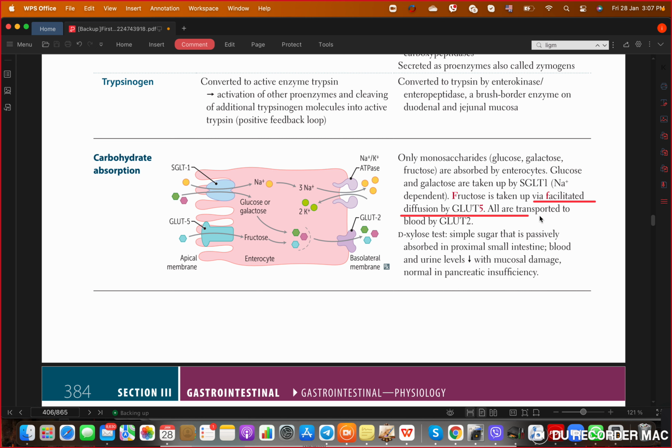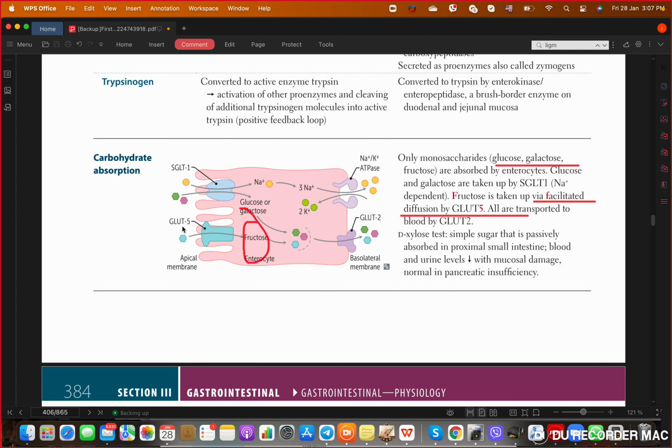Okay. So they say fructose is taken up via facilitated diffusion by GLUT5. So FFF: facilitated diffusion fructose 5. This guy is kind of odd because it does not use the same transporter as the two other monosaccharides. The two others use SGLT1, which means sodium glucose cotransporter, but fructose uses GLUT5.